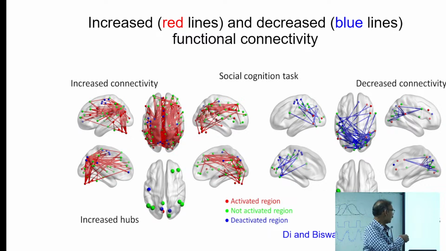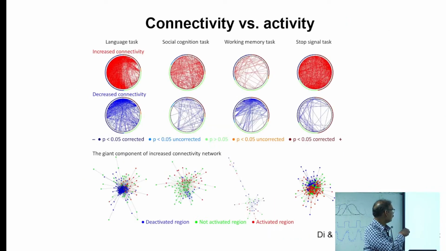And we can display them in this fashion also. Again, like for language tasks, there is a lot of connectivity for social cognition task, working memory, stop signal task, and we can display in many different ways. Again, the point is that there are widespread connectivity changes, both increased and decreased connectivity.